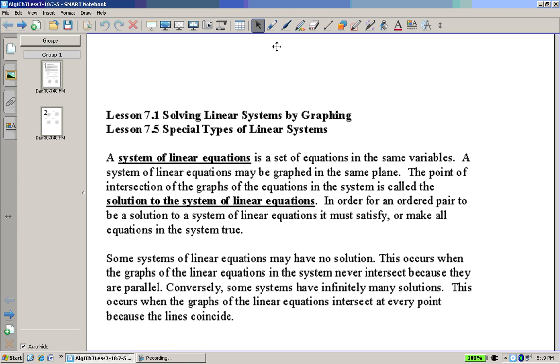Today we're going to be looking at solving linear systems equations by graphing. We're also going to be looking at some special types of linear systems.